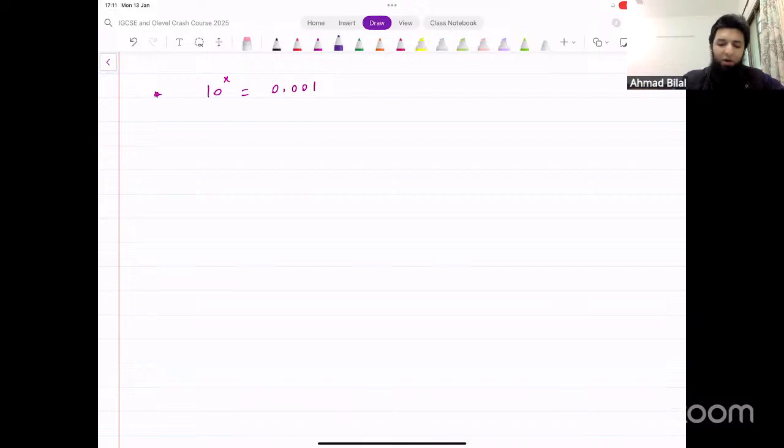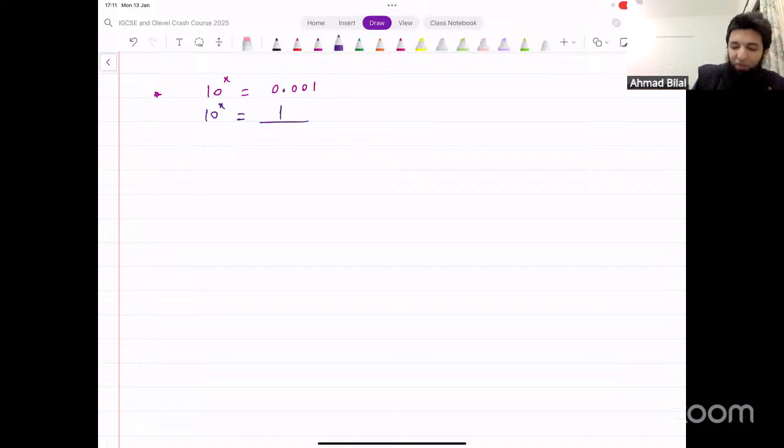Right now, we've got 10 raised to power x on the left side. On the right side, we've got this decimal number. Can we somehow convert it to a power of 10? How do we think about this? Let's first of all write it as a fraction to make things simpler to understand, because we find it hard to deal with powers of decimal numbers. Now, how can we write this as integer numbers?